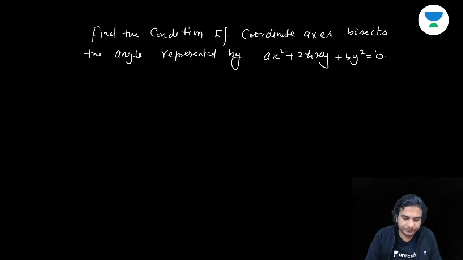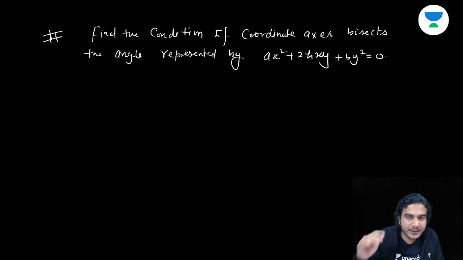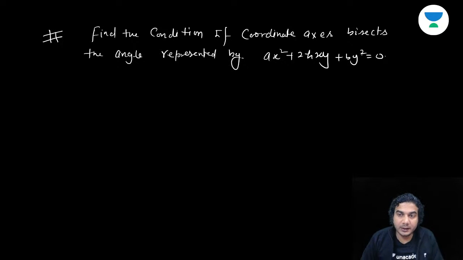Find the condition. And later we'll remember this result. Actually, I'll explain it. First, you find the condition. After explaining, you'll get it. Coordinate axes are the angle bisectors of the lines represented by this. Then what is the relation? What is the condition? Condition, of course, on a, b, and h.